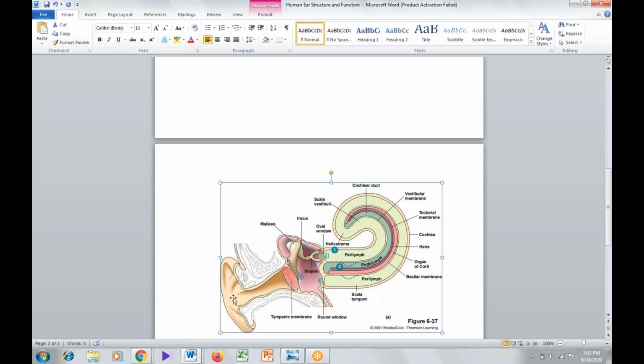Suppose when waves enter the air, they collide with the eardrum, and that creates vibration in the eardrum. Suppose 1,000 hertz waves come and collide with the eardrum, it will produce the same vibration in the eardrum. The eardrum is attached to small bones, the malleus and incus. When the eardrum starts vibrating, the same frequency is transferred to the bones. What is the function of the bones?